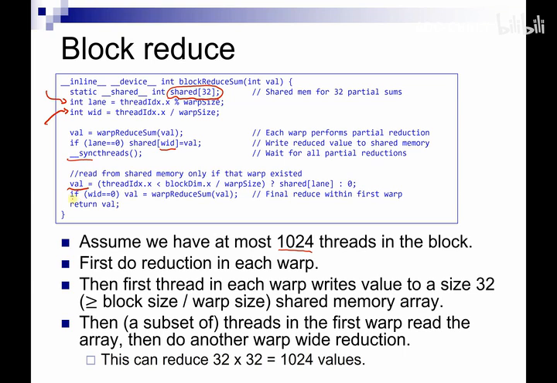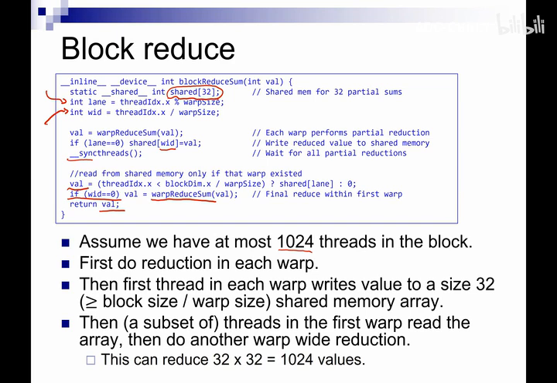And then finally, we're going to take the first warp of threads. Because we only have 32 values at most in the shared memory array, we only need one warp of threads to add them up. So the first warp of threads is going to do the warp reduce sum to add up all of these values. At the end of this, the val over here is going to be the sum of all the values in the array, and the array can have at most 1024 values.